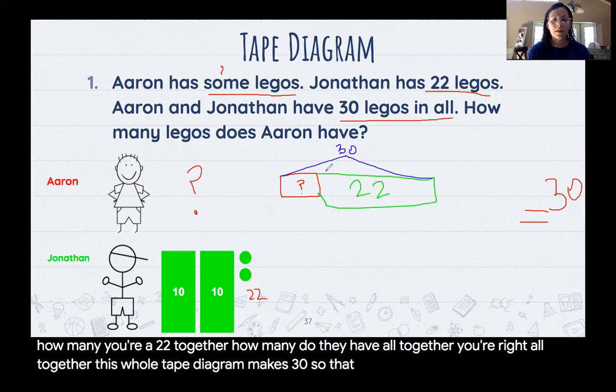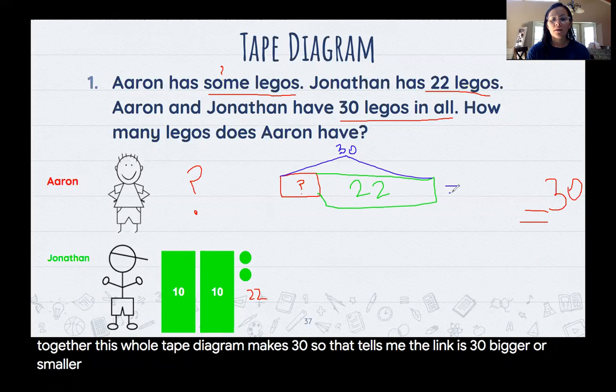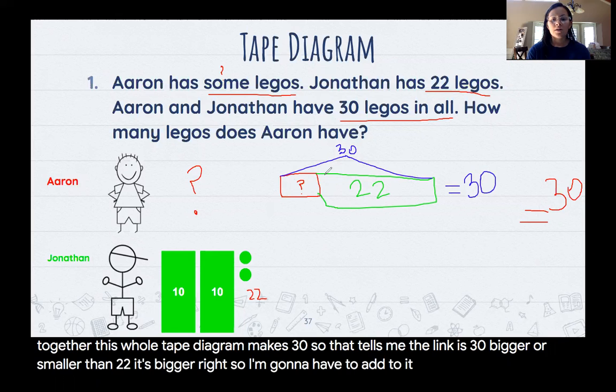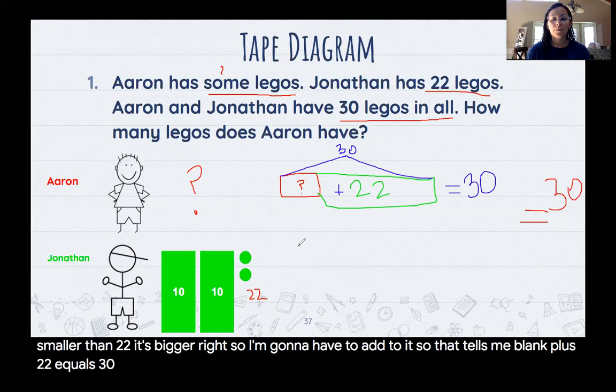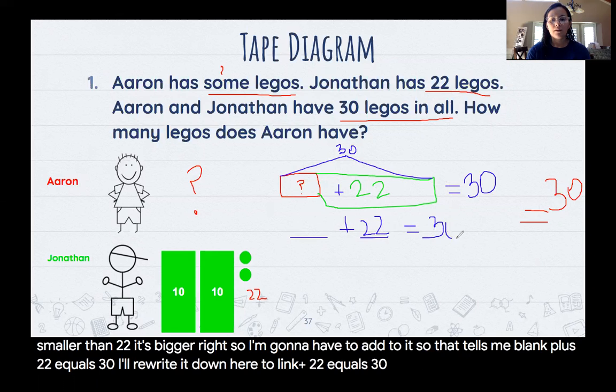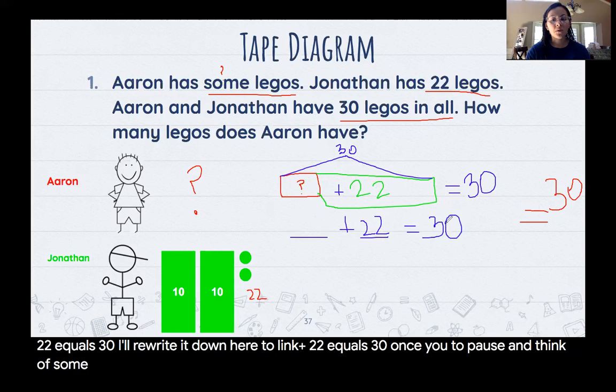So that tells me blank, is 30 bigger or smaller than 22? It's bigger, right? So I'm going to have to add to it. So that tells me blank plus 22 equals 30. I'll rewrite it down here too. Blank plus 22 equals 30. I want you to pause and think of some ways that you can build this.